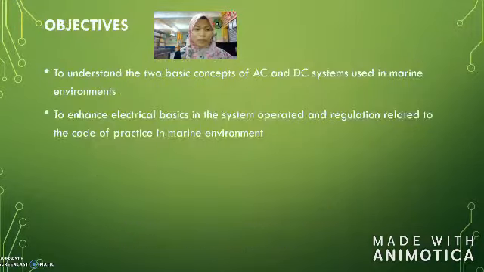energy storage. So, the objective in electrical basics is first, to understand the two basic concepts of AC and DC systems used in the marine environment. The second one, to enhance electrical basics in the system operation and regulation related to the code of practice in the marine environment.